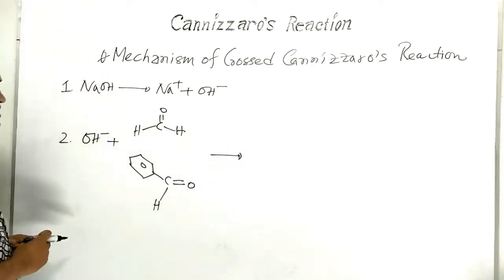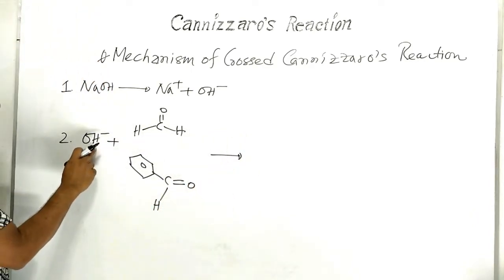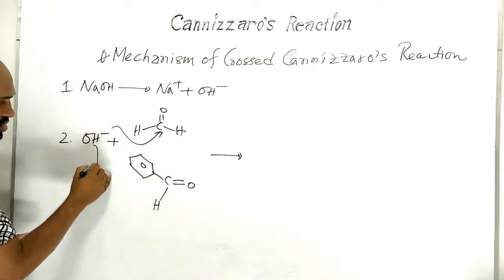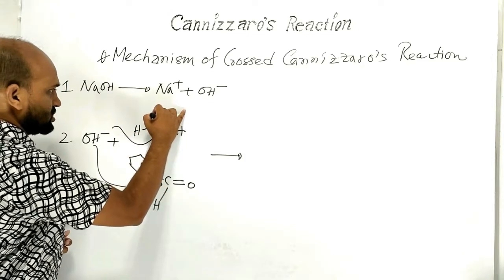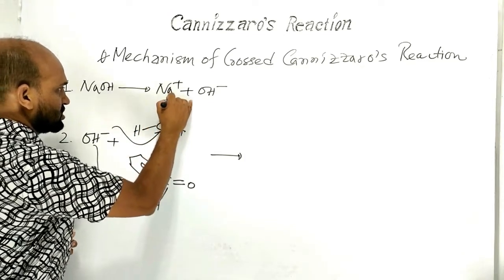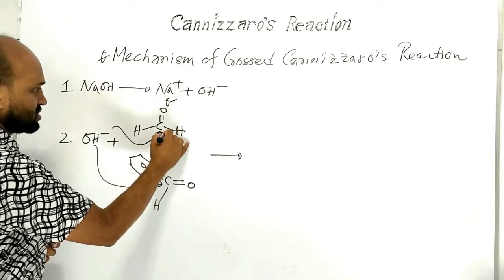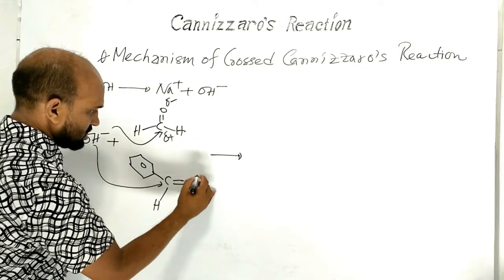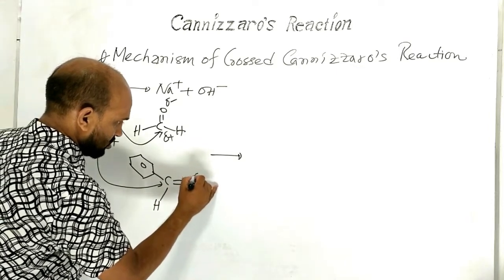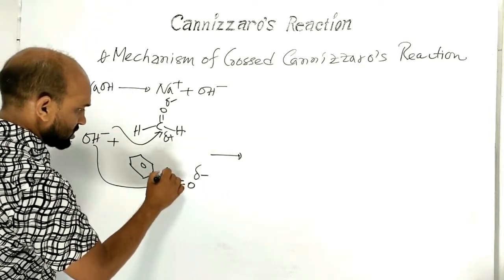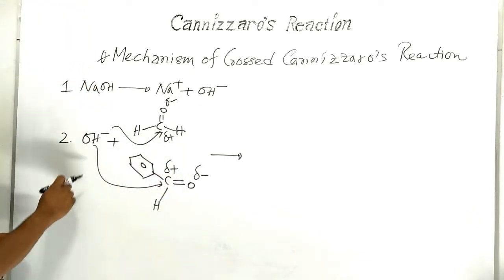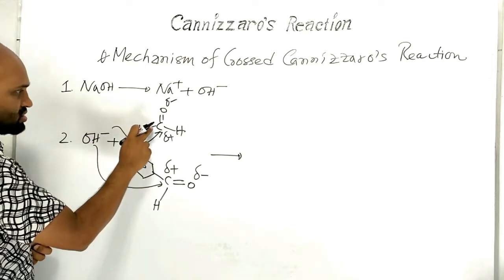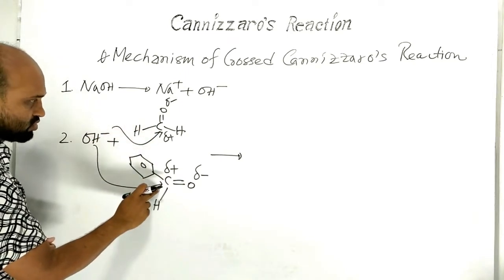So here this hydroxide ion attacks either this carbon or this carbon. This bond is polarized, it gets negatively charged, carbon gets positively charged. This carbon oxygen bond gets polarized, oxygen gets negatively charged, carbon gets positively charged. So this hydroxide ion will attack this carbon or this carbon.